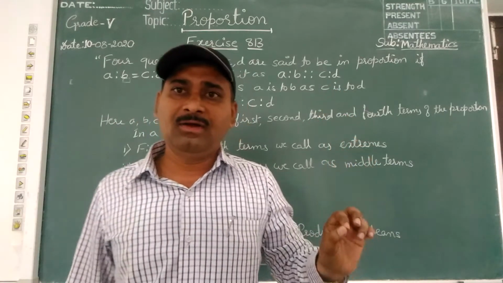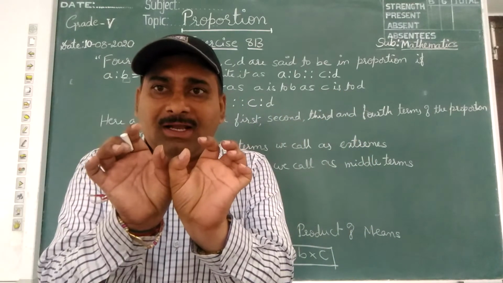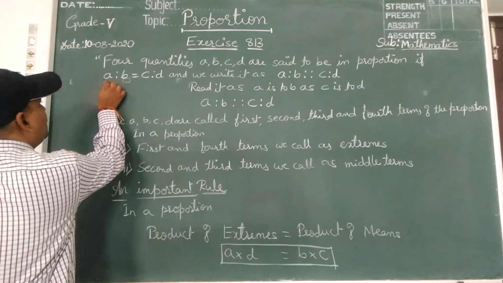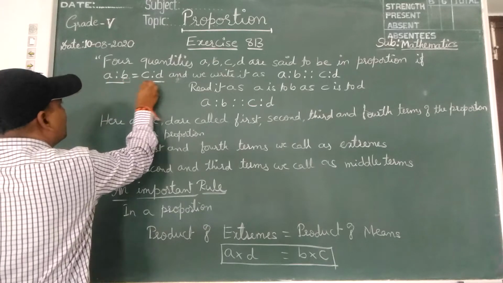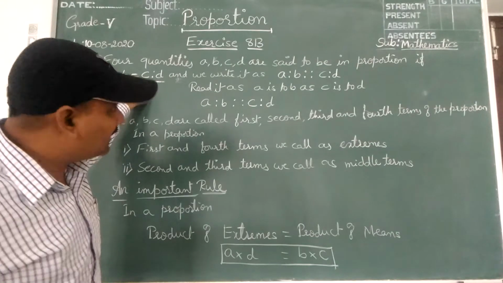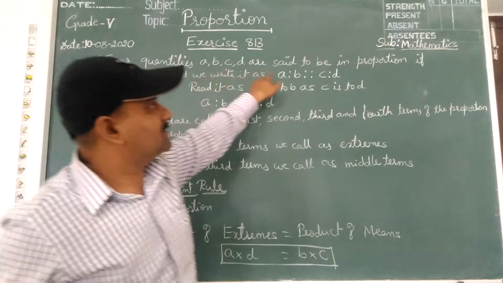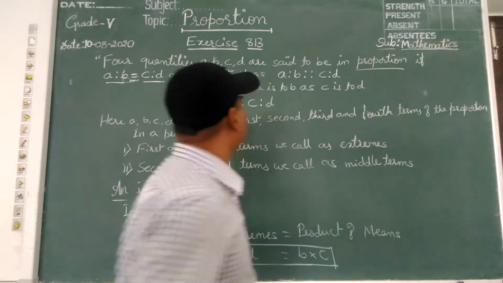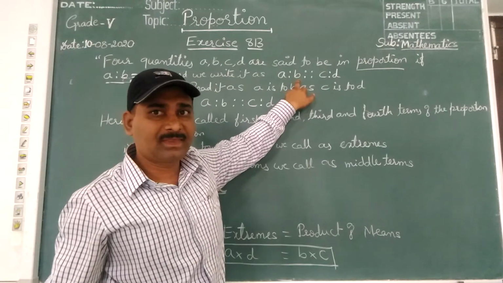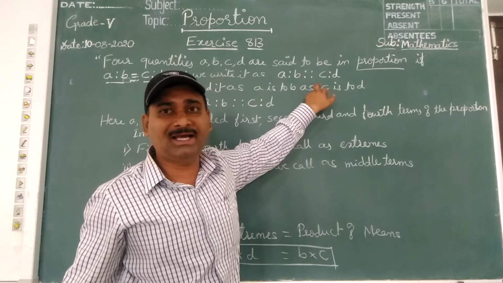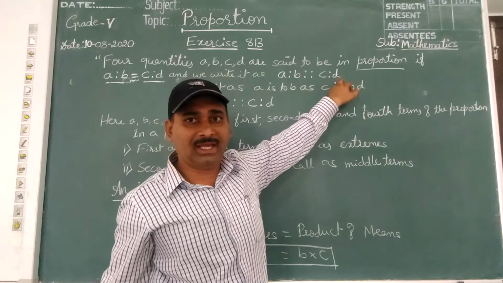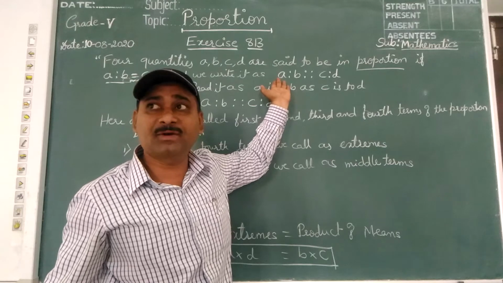Children, it is very simple. When two ratios are equal, then we can say that they are in proportion. Understood? So how can we write it? A is to B, and these four dots we can read as "as": A is to B as C is to D. This is how we write proportion.